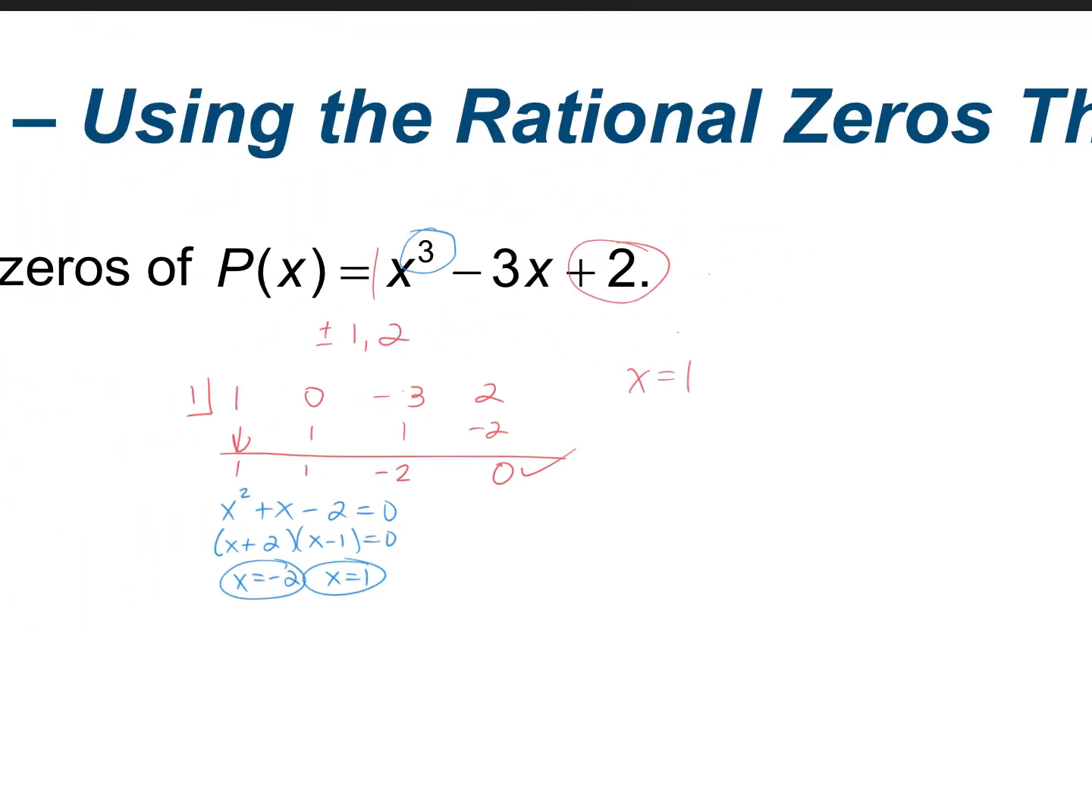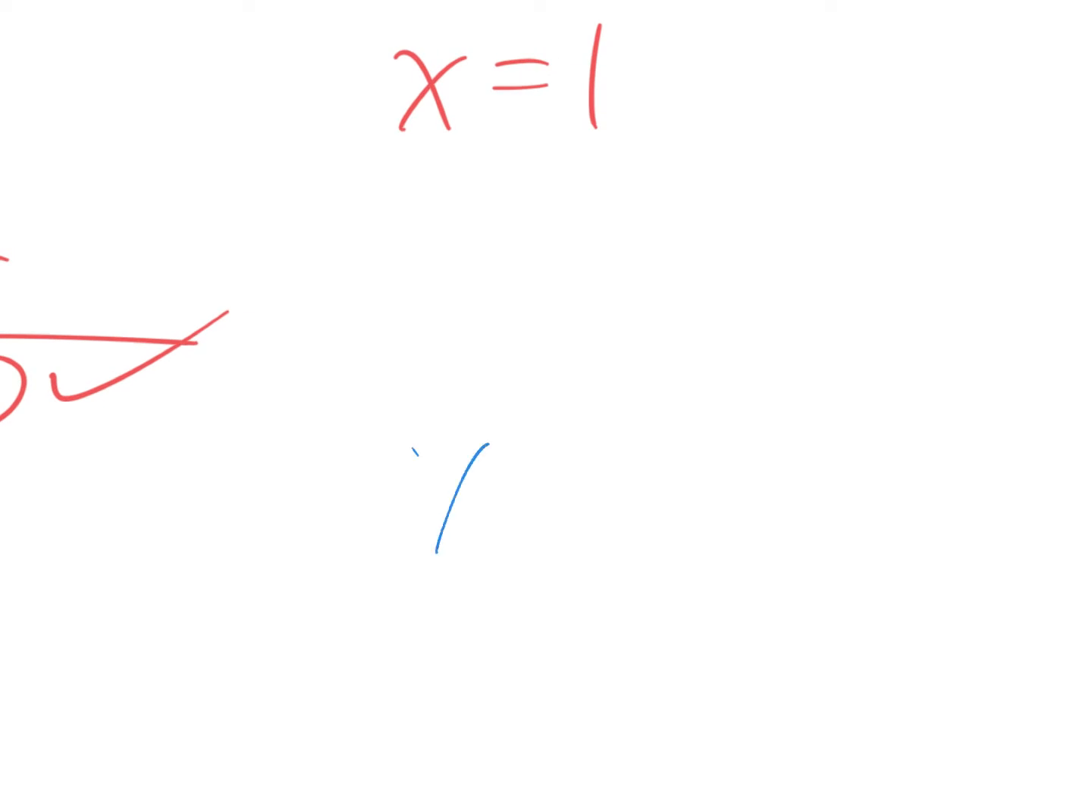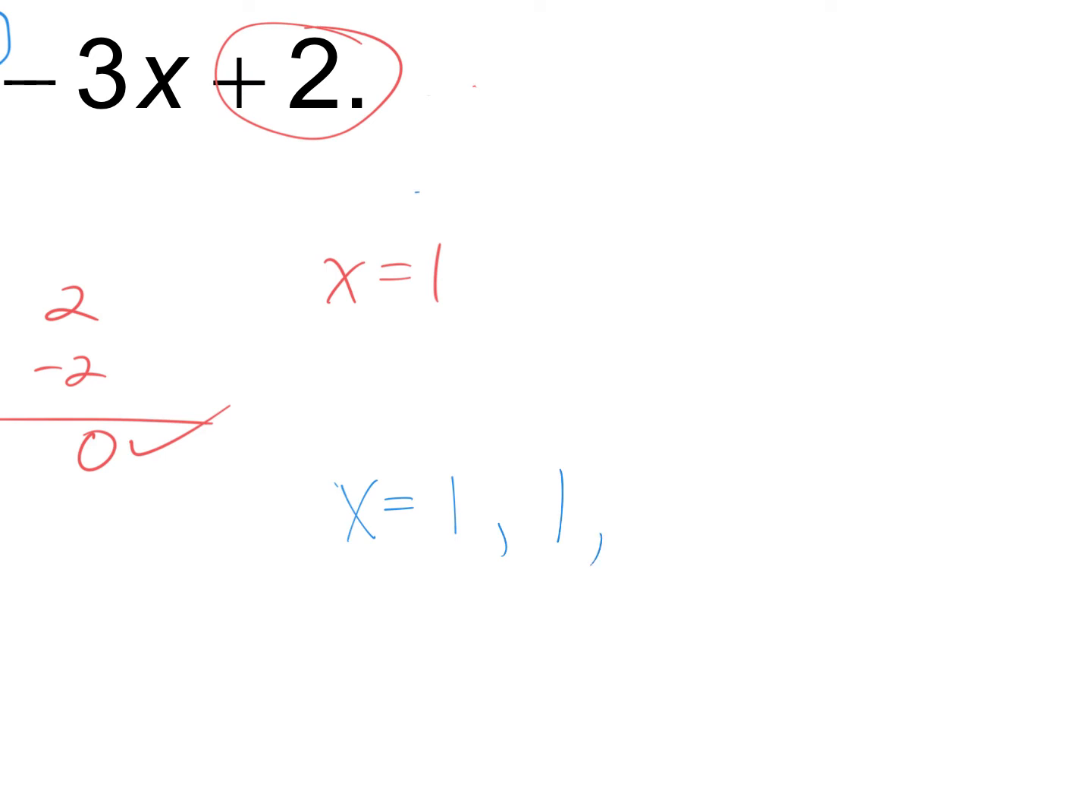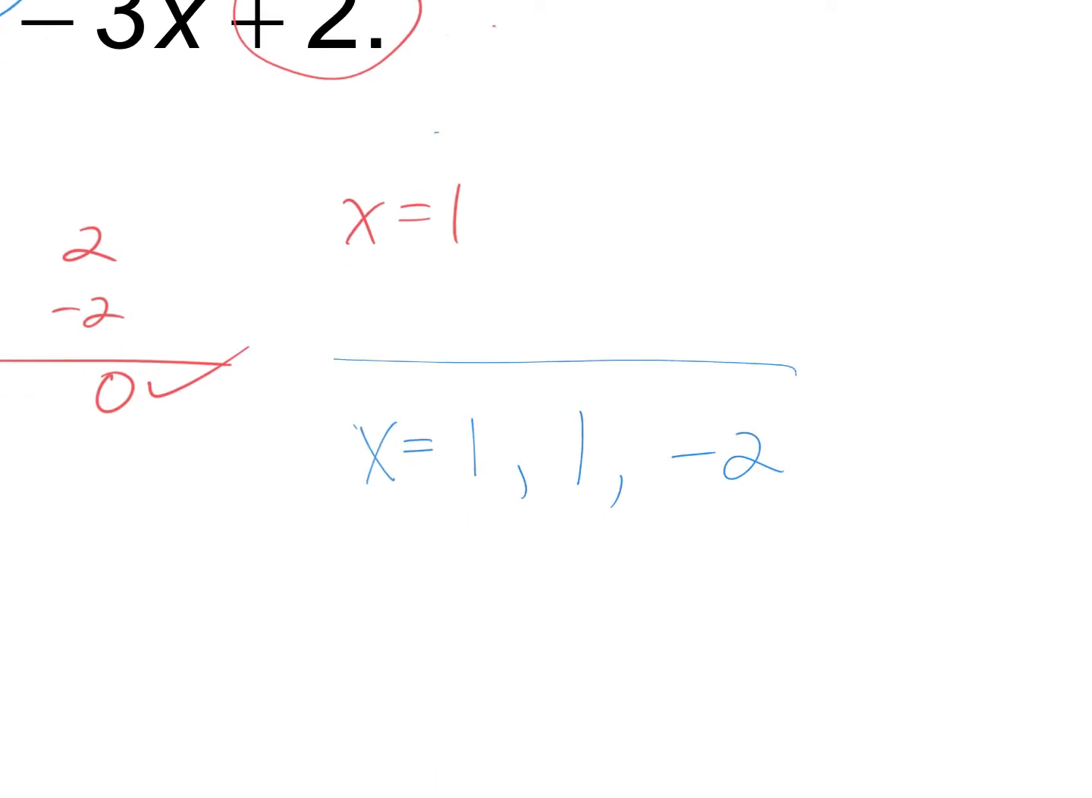So I'm going to answer this question 2 ways. I'm going to say, okay, my zeros, my x values are 1, 1, and negative 2, right? What do you notice about those answers? There's multiplicity. Good. These are my zeros.